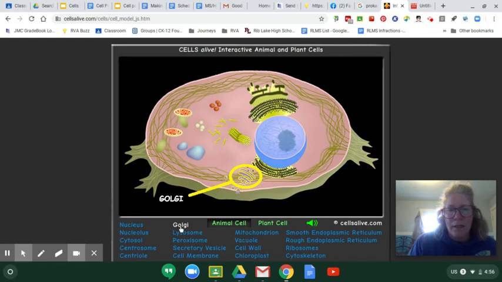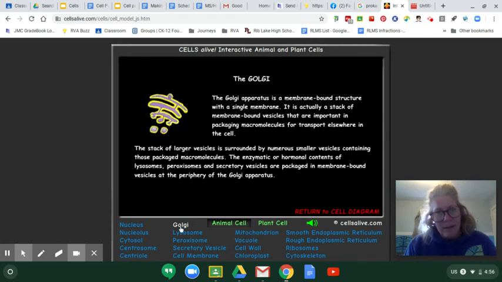The Golgi, which sometimes will be called the Golgi body, sometimes will be called the Golgi apparatus. All right, that is going to be another part of your cell used for packaging and is checking everything over and transporting it to different parts of the cell.